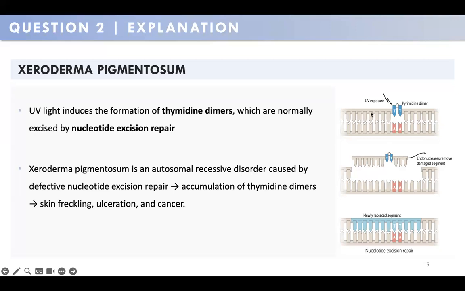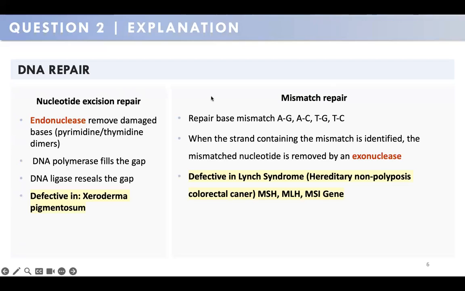So knowing the mechanism of the nucleotide excision repair is important: we have an endonuclease that removes the damaged segment, and then it is replaced by DNA polymerase and ligase. So reviewing the two most important DNA repair mechanisms, the first one, as we mentioned, is the nucleotide excision repair, with an endonuclease. So this is really important, a distinguishing point to remember. When we're talking about the nucleotide excision repair, it's the endonuclease that removes the damaged bases, which are the pyrimidine or thymidine dimers. And then the DNA polymerase fills the gap, and DNA ligase reseals the gap.